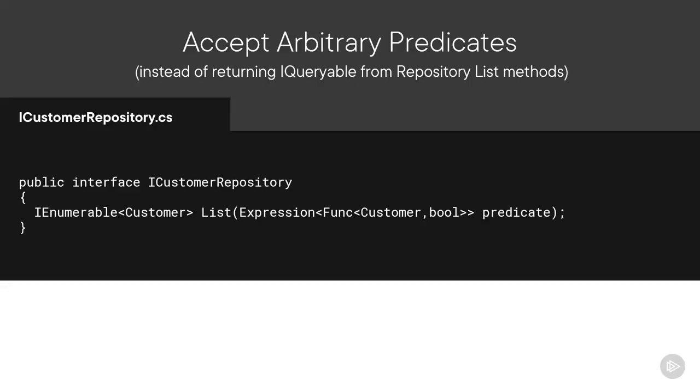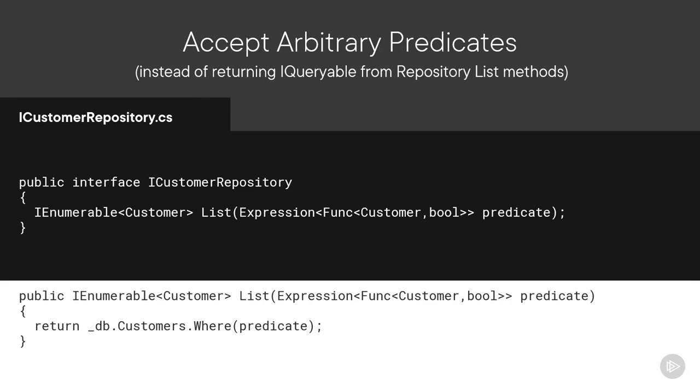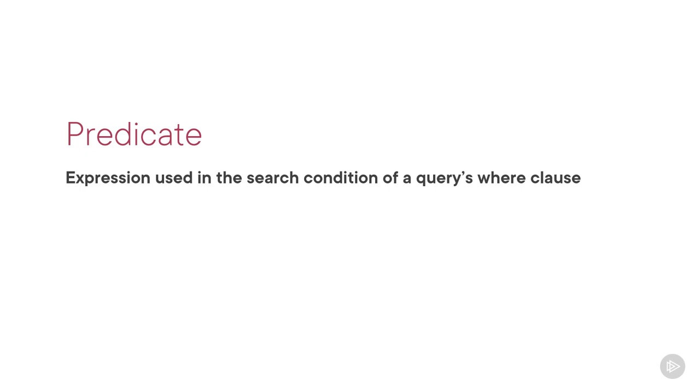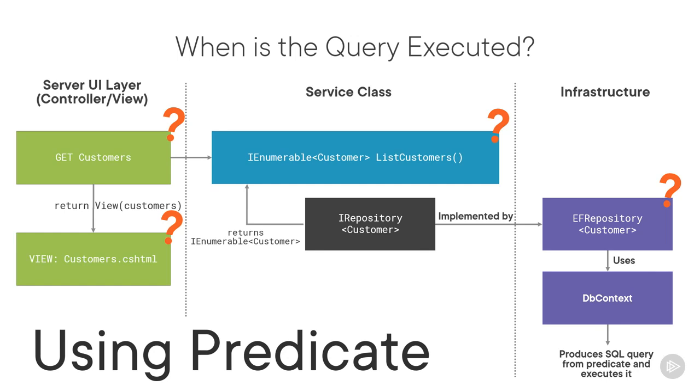For example, instead of returning IQueryable, we can still create flexible repository methods by passing in predicates. Then, in the implementation, this predicate can be passed along to the DbContext as its Where expression, providing the necessary filter. If you're not familiar with the term predicate, but you've used the LINQ Where method, that's what the method takes as its parameter, which is why we're able to pass it right to the Where clause. That does help part of the problem.